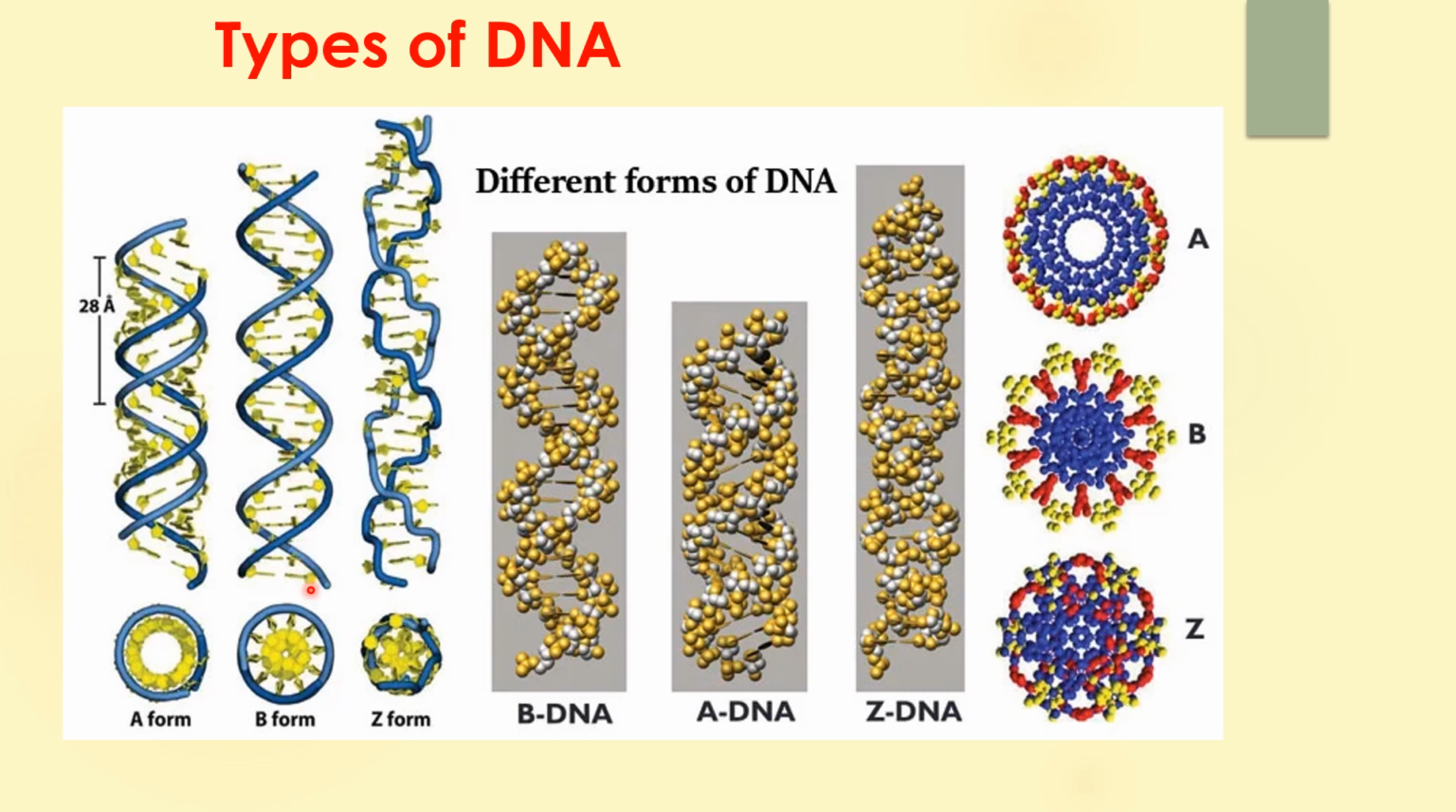That twisted ladder form is called the double helix structure. That is the B form of DNA, most common. And Z form of DNA is the left-handed double helix structure. It's also a double helix structure, but left-handed. That is the Z form. And you can see in between there are some curly images of the DNA strand. That is the characteristic of the Z form.